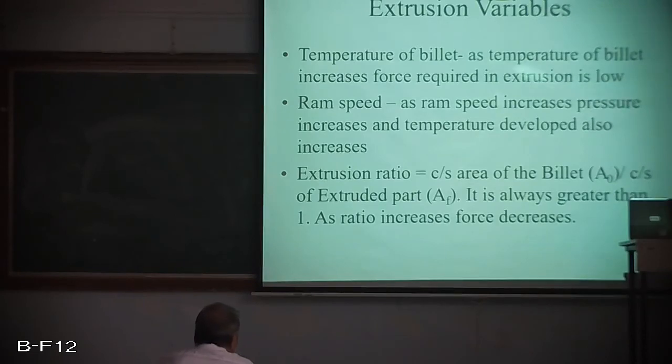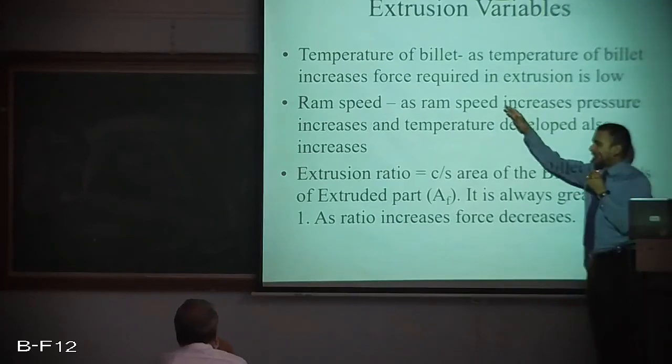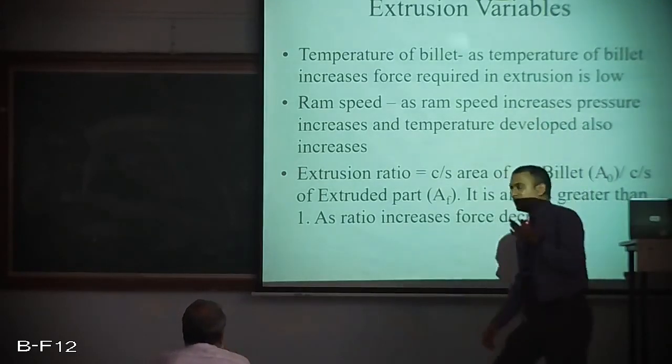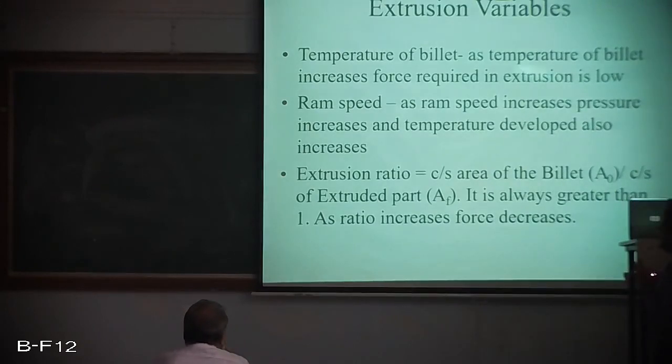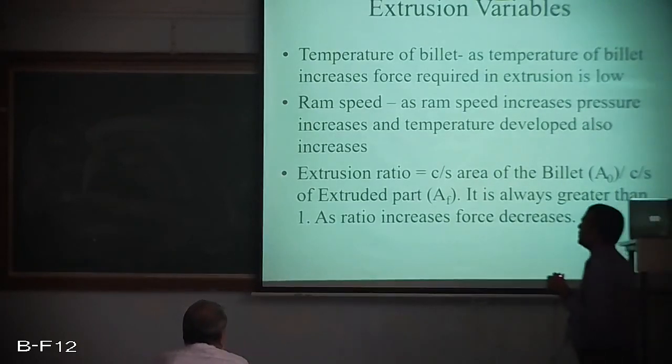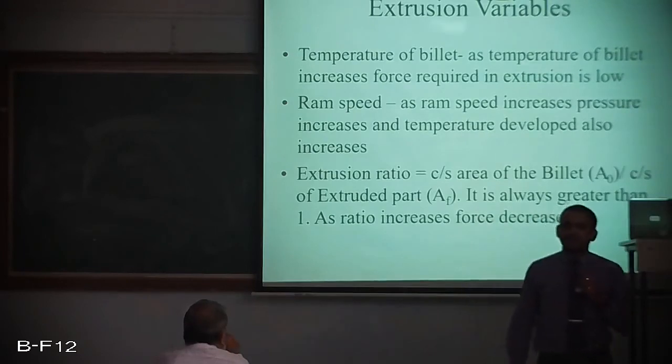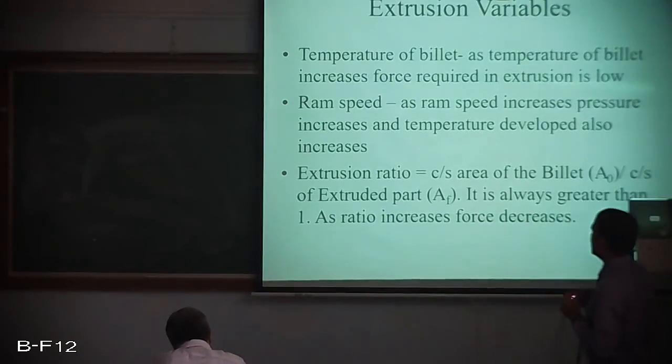So regarding temperature of the billet, as the temperature of the billet increases, the force required in extrusion is low. So as the billet temperature is increased, the flow becomes quite easier. And with respect to the ram speed, as ram speed increases, pressure increases, and temperature developed also increases. So all of the three should be at an optimum level: the ram speed, temperature of billet, and extrusion ratio. So these are the various things that we have discussed in extrusion.